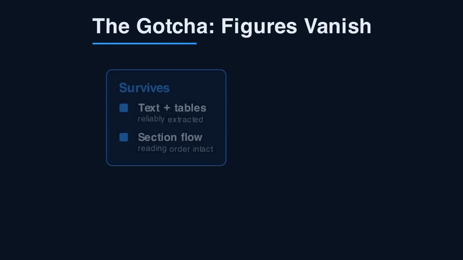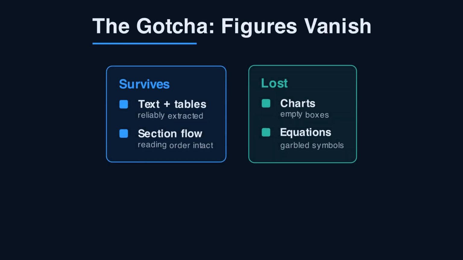Here's the gotcha. The layout model extracts text and tables, not figure content. Charts and equations become empty boxes or garbled symbols. The model can invent captions for figures it never read. Ground your prompt to extracted text only. Tell Azure OpenAI to skip any figure it cannot verify. Otherwise, your slides confidently cite results that don't exist.